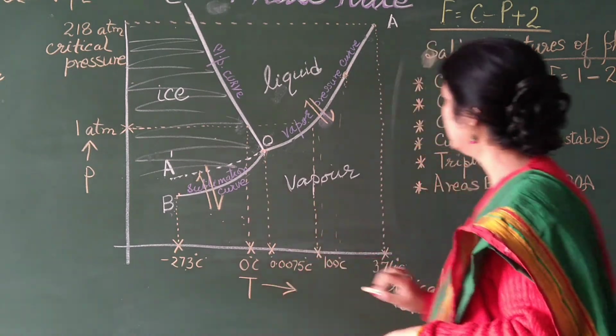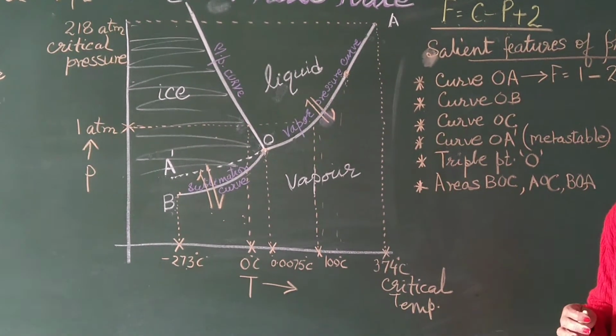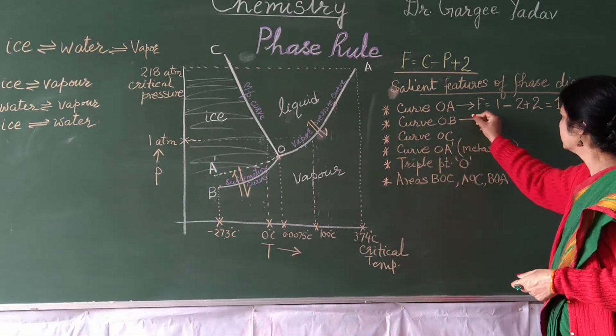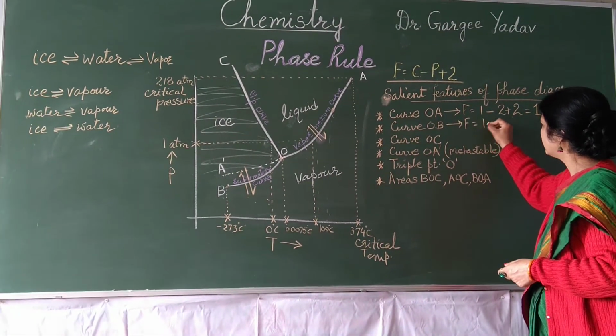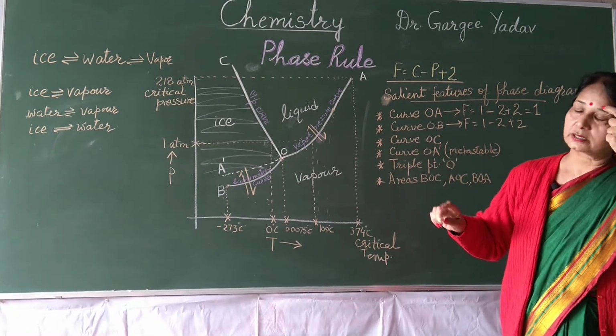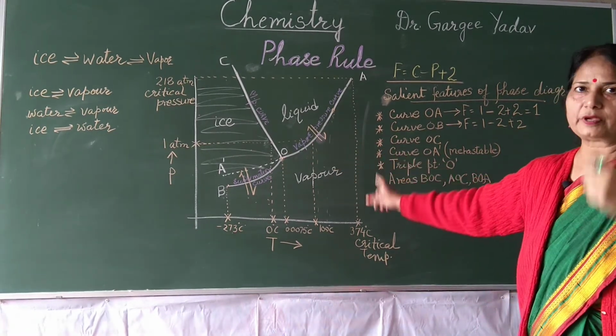Similarly, when we calculate the degree of freedom along the curve OB, F is equal to again 1 minus 2 plus 2. Here the phases are ice and the vapor phase.